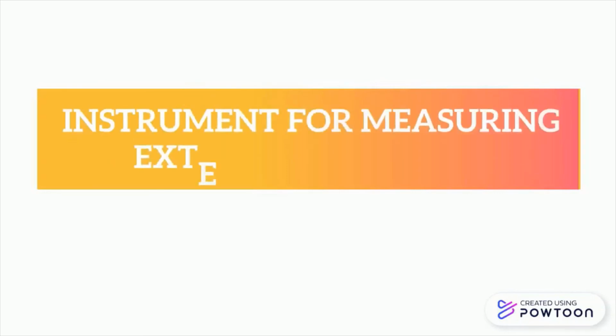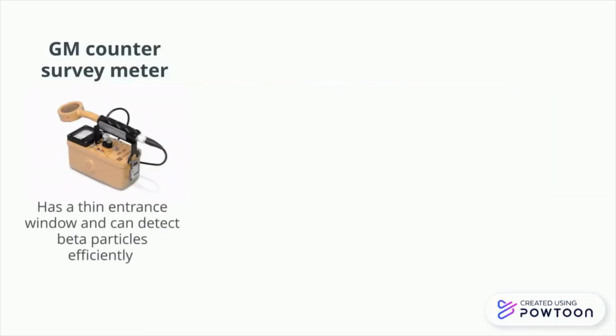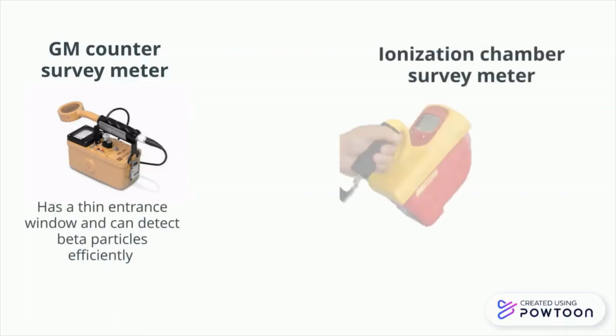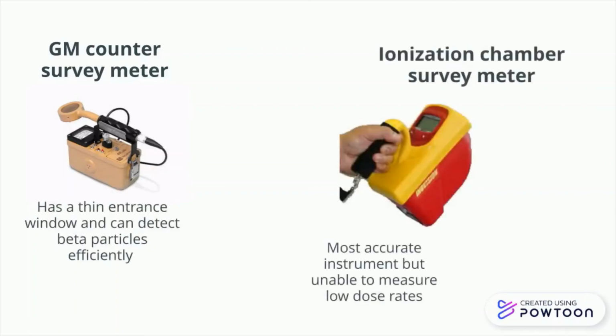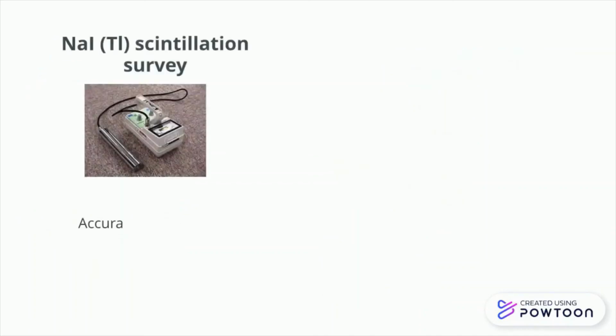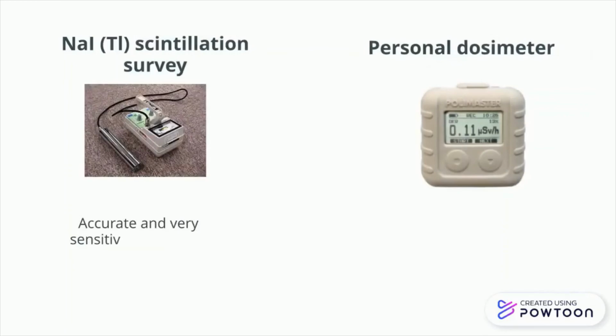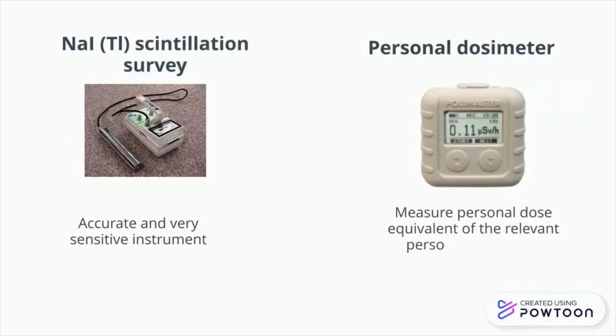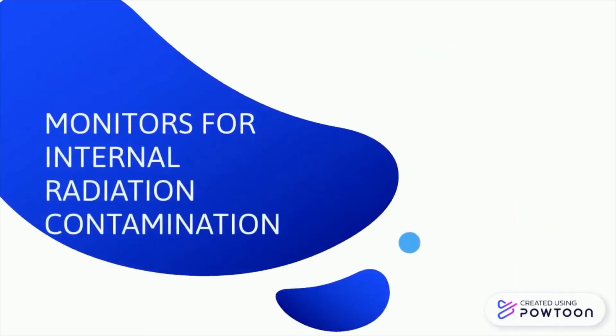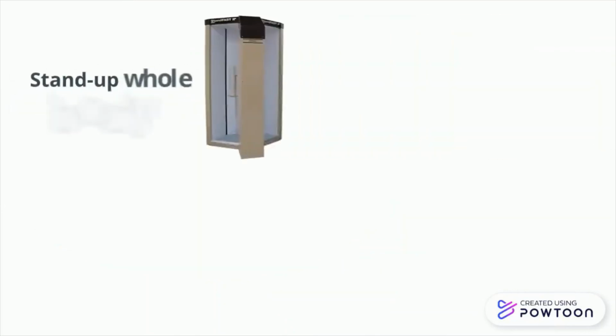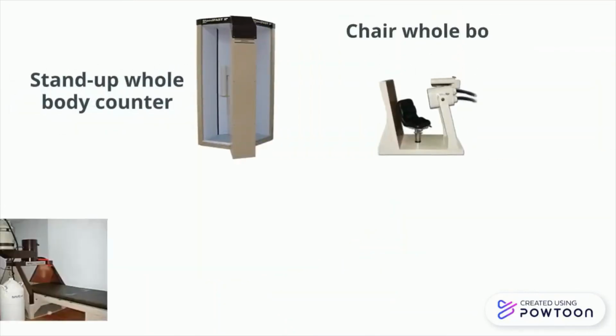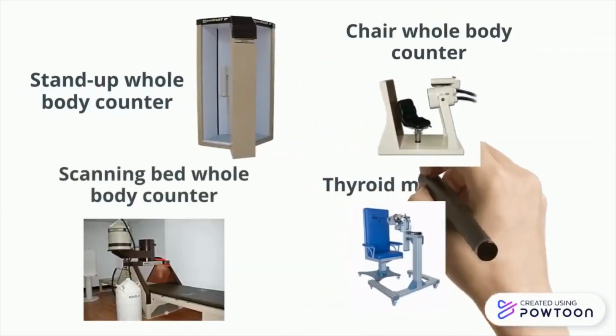Instruments for measuring external exposure: the GM counter survey meter has a thin entrance window and can detect beta particles efficiently. The ionization chamber survey meter is an accurate and very sensitive instrument. The personal dosimeter measures the personal dose equivalent of the relevant personal exposure. Monitors for internal radiation contamination include the stand-up whole body counter, chair whole body counter, scanning bed whole body counter, and thyroid monitor.